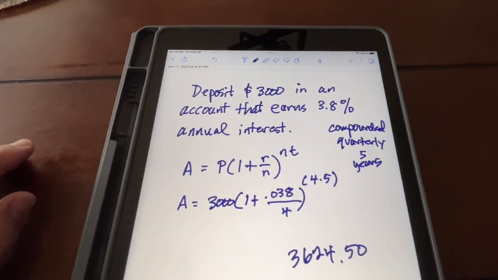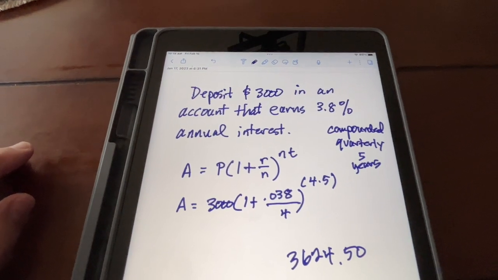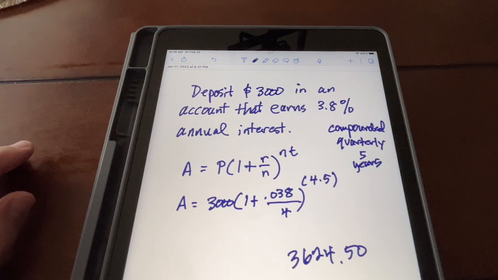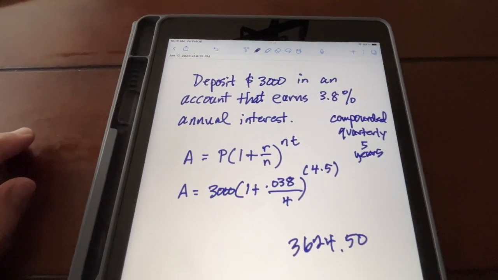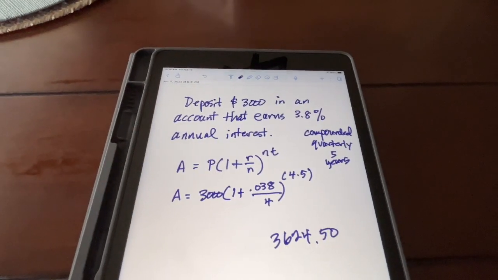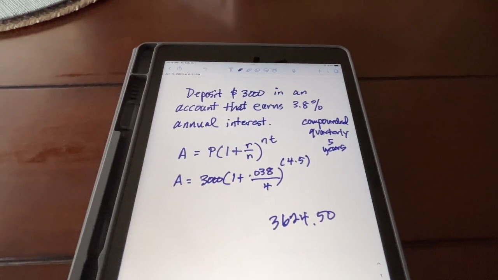And then we have raised to the 4 times 5 power, which is 20, because N is 4 and 5 is the number of years. So 4 times 5 is 20. So that's how much money would accumulate there. All right, so that's a little bit on compound interest.